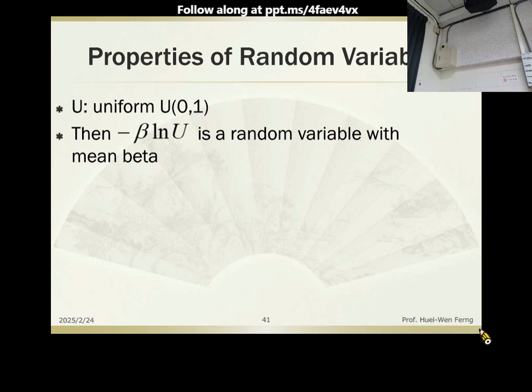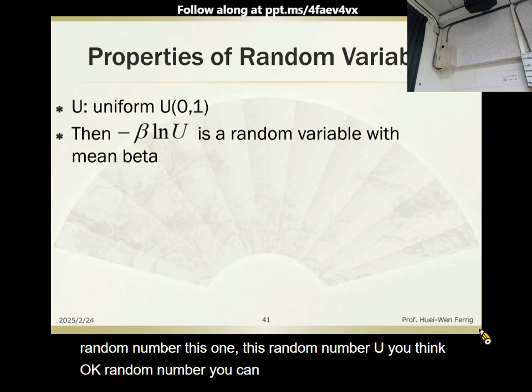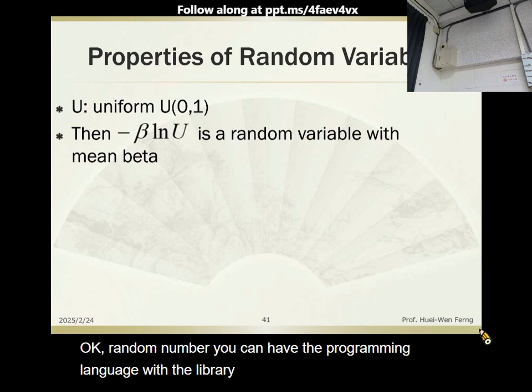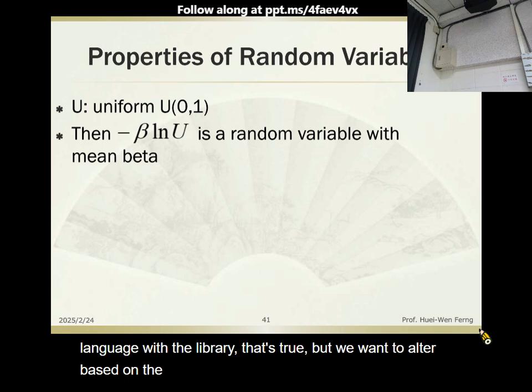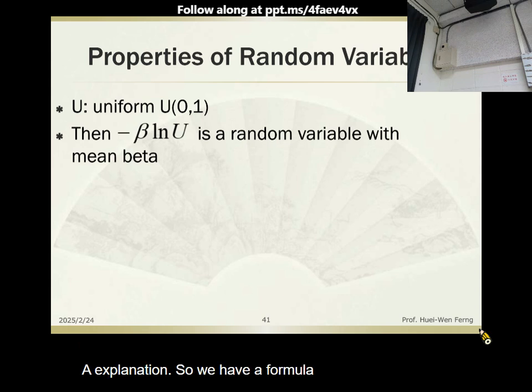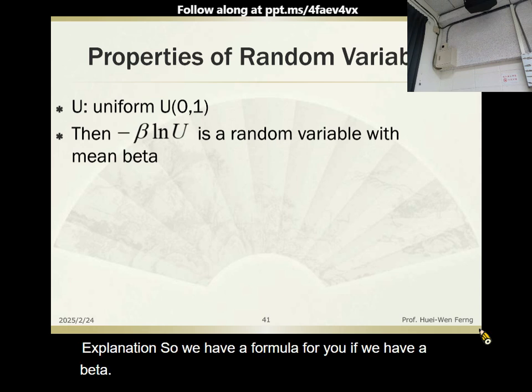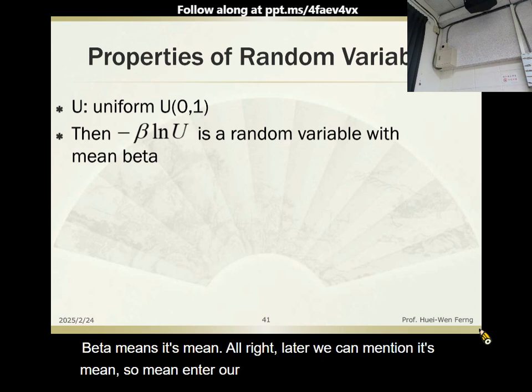We have a simulation, and previously we already have the random number U. You think, oh, okay, random number, you can have the programming language with the library, that's true. But we want to alter the random number to have another random number. So for example, we want to have exponential. So we have a formula for you. If we have beta, beta means the mean. So mean inter-arrival time beta, and we follow the formula.